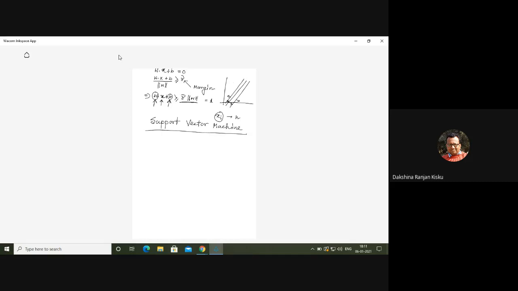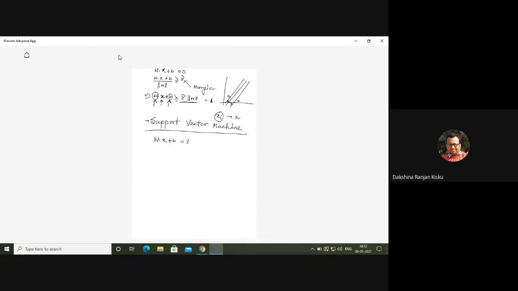Now, the support vector machine may be used for a two-class problem as well as for a multi-class problem. For the two-class problem, we use the linear discriminant function (w·x + b) divided by the norm of w, greater than or equal to gamma, and this gamma is called the margin. After scaling gamma times the norm of w to one value, we can have w dot x plus b equals 1.